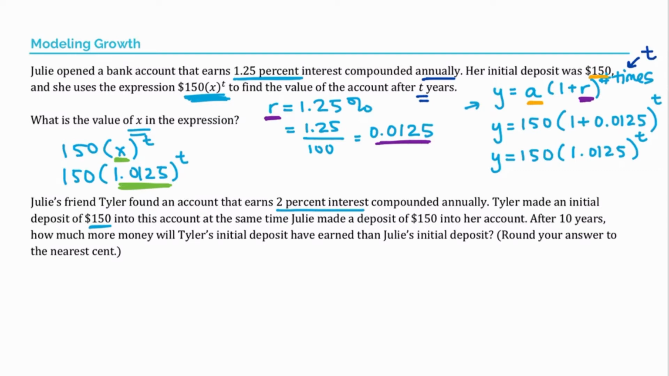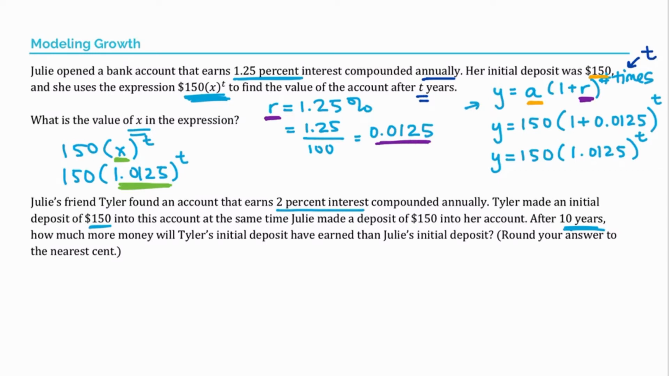Julie's is going to earn 1.25% compounding annually. Tyler's is going to earn 2% compounding annually. So now our question, after 10 years, how much more money will Tyler's initial deposit have earned than Julie's initial deposit? Okay, so here we go.